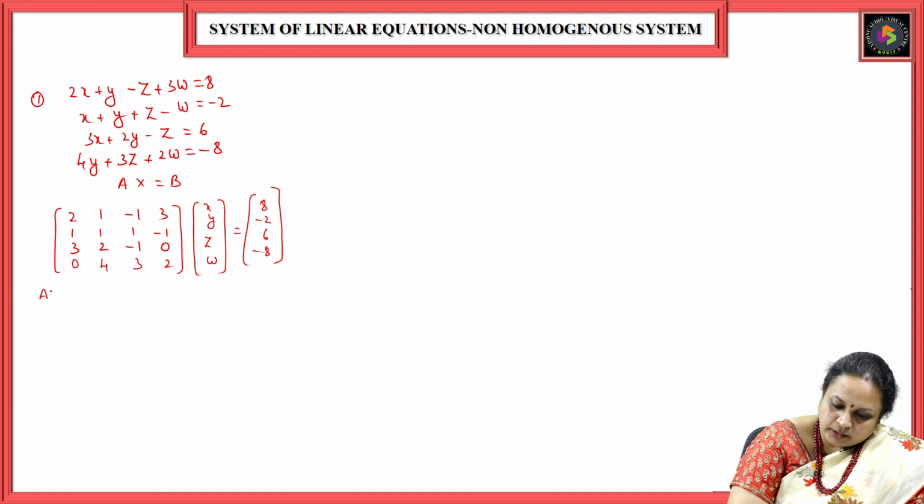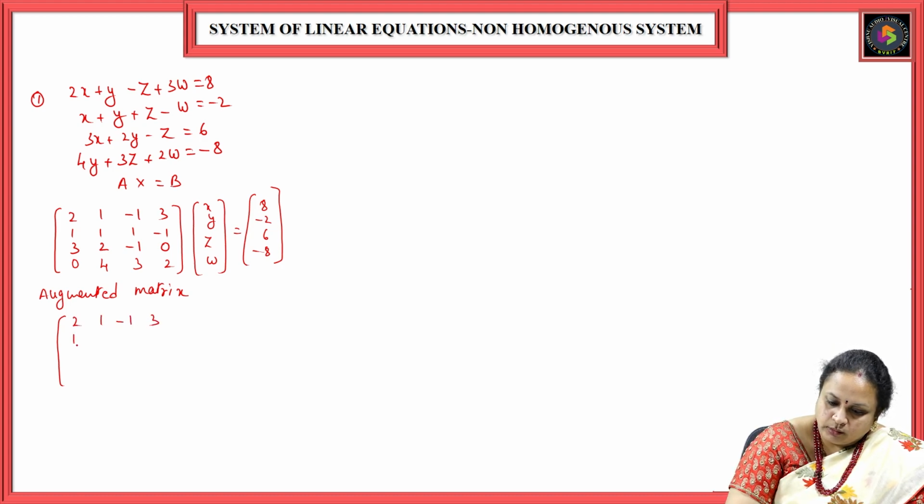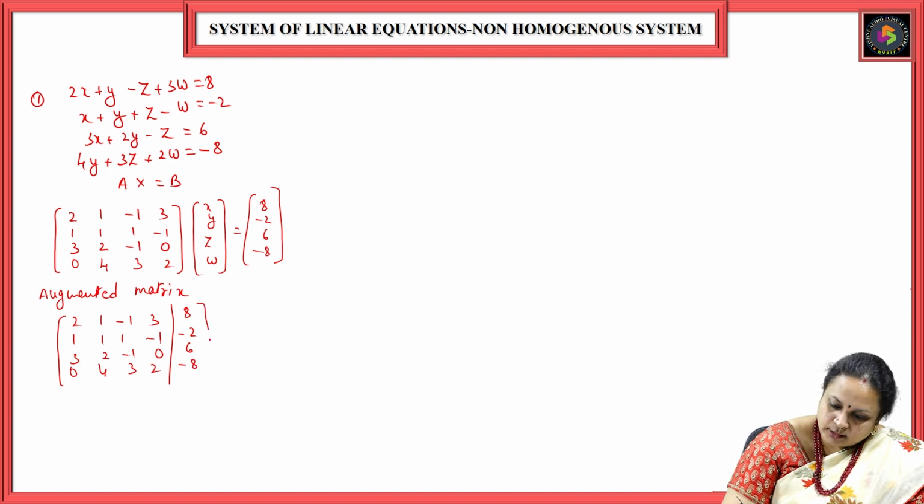Now write the augmented matrix. Augmented matrix is the matrix A along with the matrix B. So it is 2, 1, minus 1, 3, 1, 1, 1, minus 1, 3, 2, minus 1, 0, 0, 4, 3, 2, along with the matrix B, that is 8, minus 2, 6 and minus 8.